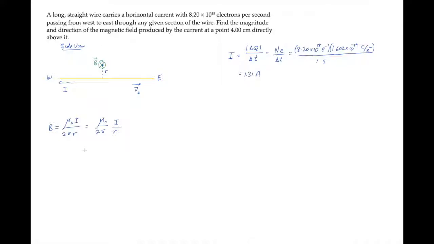Now we can return over here and evaluate the magnetic field magnitude. The quantity mu naught over 2 pi equals 2 times 10 to the negative 7 Tesla meters per amp. And we can substitute the current and the distance above the wire to find that the magnetic field has a magnitude of 6.55 microtesla. And the direction, as we saw above, is into the screen.